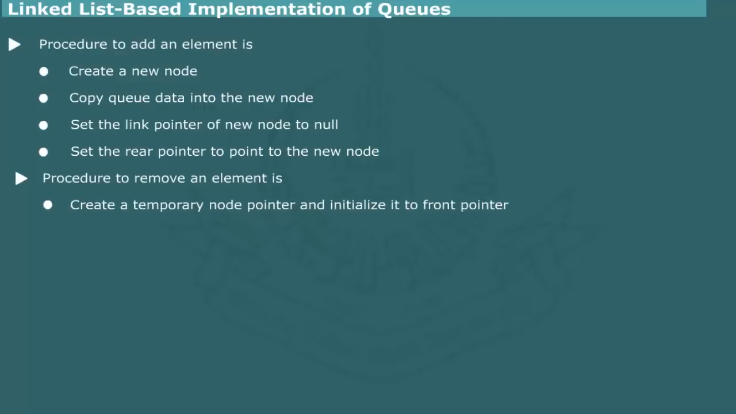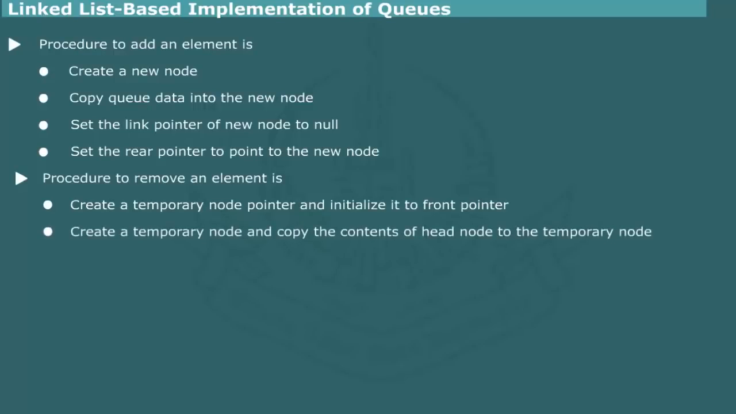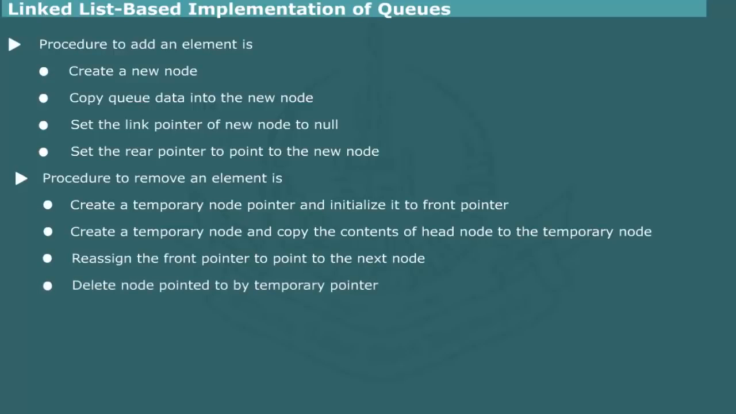To remove an element from the queue, we proceed like this. Create a temporary node pointer and initialize it with the front pointer. Create a temporary node and copy the contents of the head node to the temporary node. Reassign the front pointer to point to the next node. Delete the node pointed to by the temporary pointer. Return the copied information.